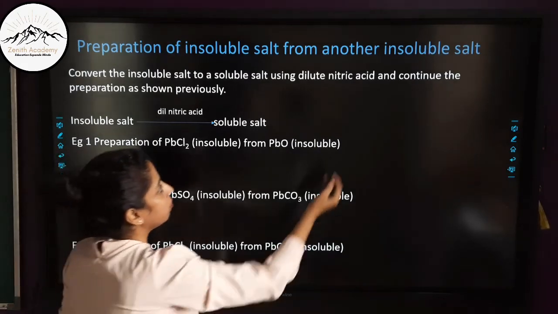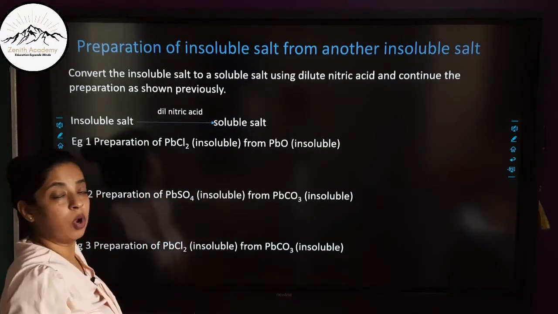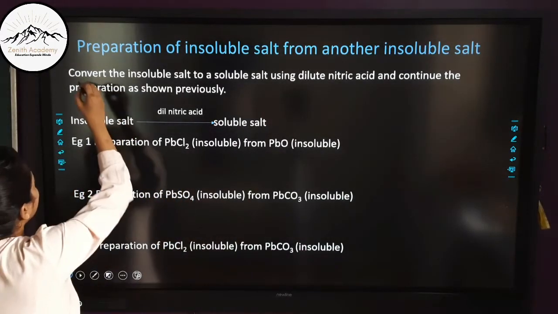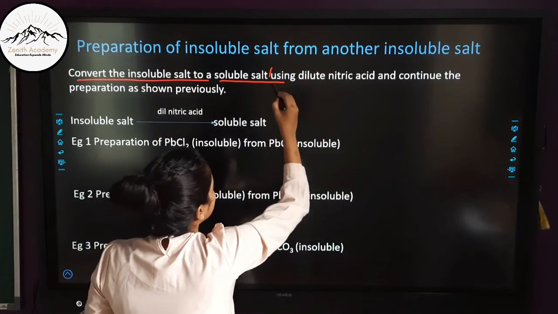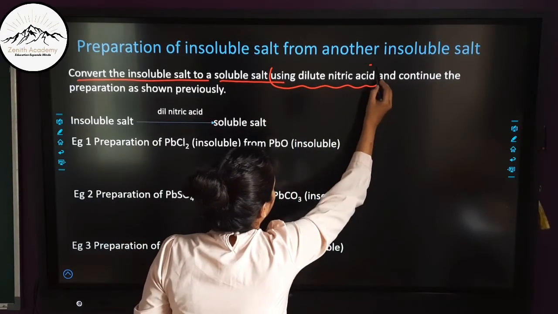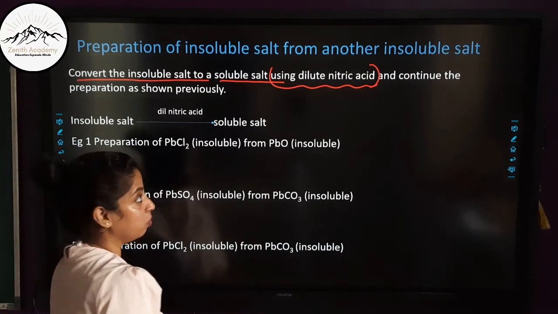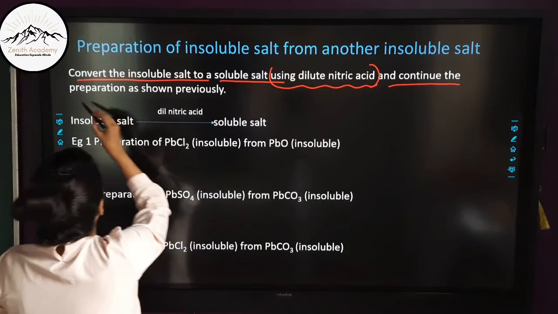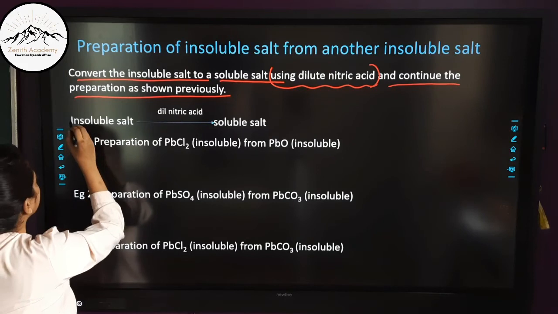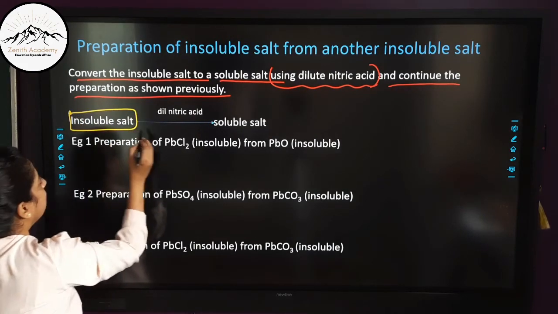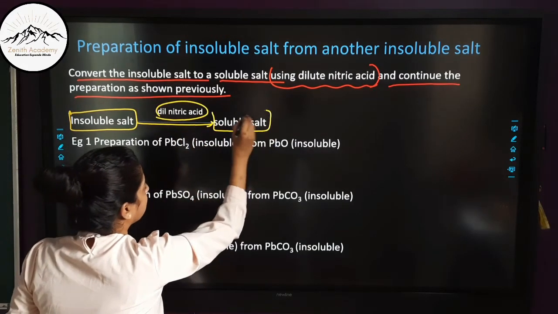First, we will make this insoluble salt soluble. We will convert the insoluble salt into a soluble salt. How will we do that? We will convert the insoluble salt to a soluble salt using dilute nitric acid. So we will use dilute nitric acid and make a nitrate of it, and we know nitrates are soluble. And then we will continue the preparation as shown previously. So now we will take an insoluble salt, react it with dilute nitric acid and convert it into a soluble salt. Okay.